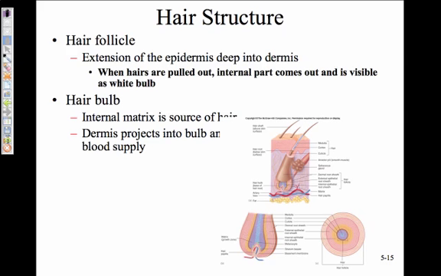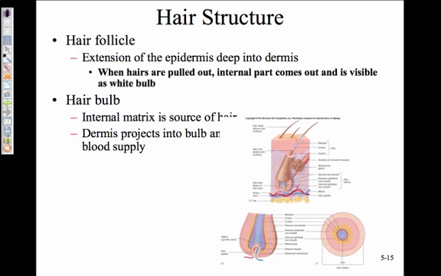So the hair follicle extends into the epidermis and into the dermis. When hairs are pulled out, the internal part comes out and is visible as a white bulb. So sometimes, like girls, when you pluck your eyebrows, if you look at the hair and it has a bulb-looking area on the end, you've pulled the hair bulb out and it won't grow back. You've actually pulled the follicle out.